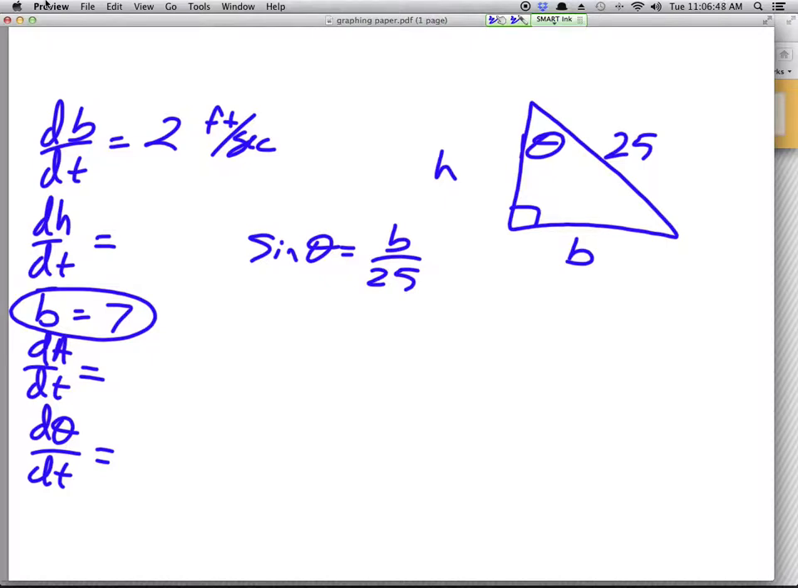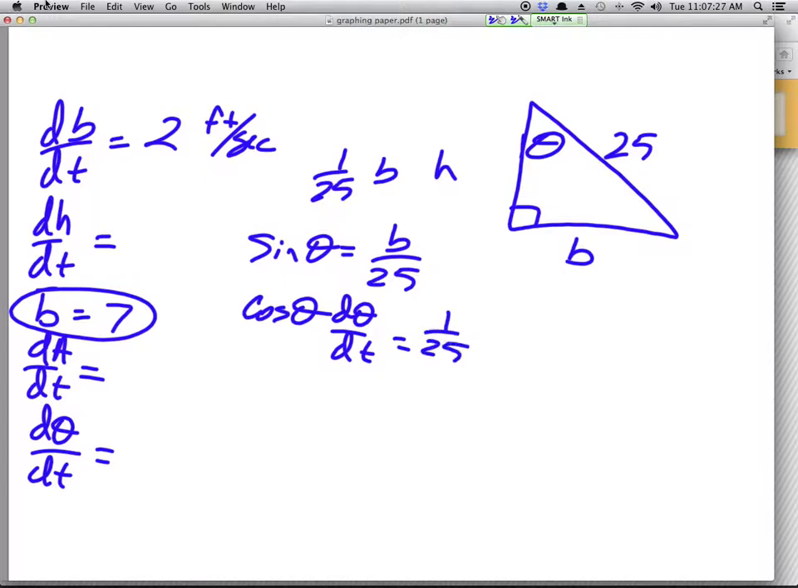Now that I have my formula, what now? You find the derivative. What's the derivative of sine theta? Cosine theta, times d theta over dt. Just remember, you have to take the derivative of the inside. Now, what's the derivative of b over 25? What's another way to write b over 25? b times 1/25. So what's my derivative going to be?